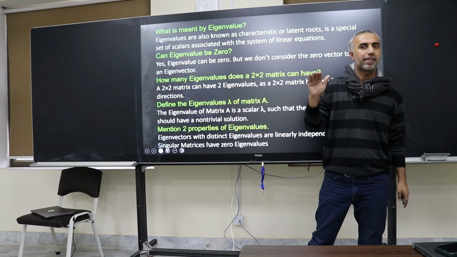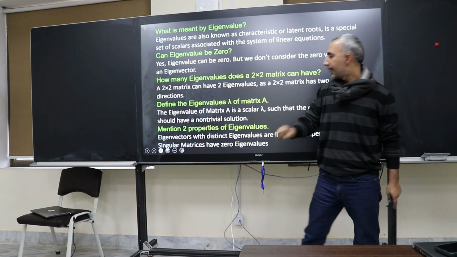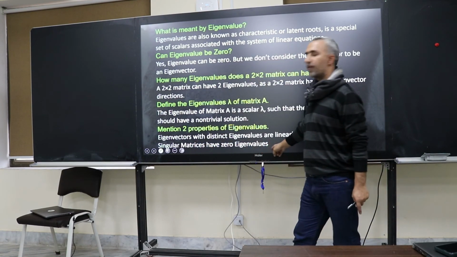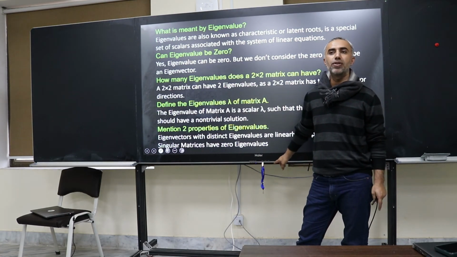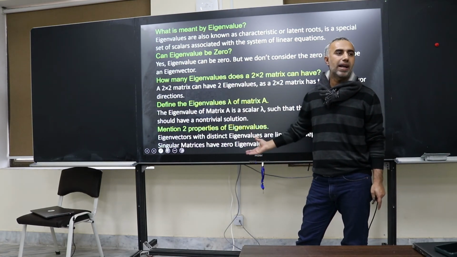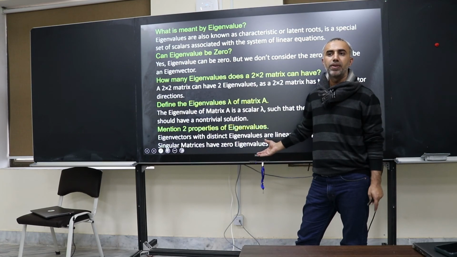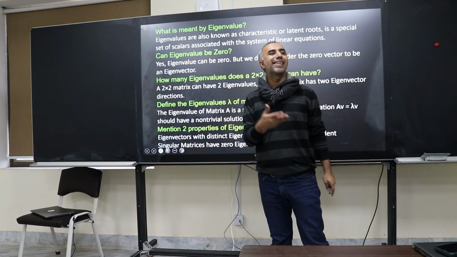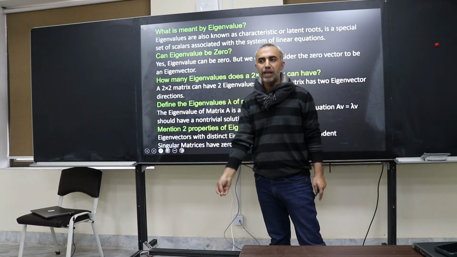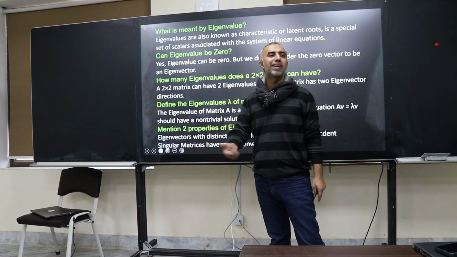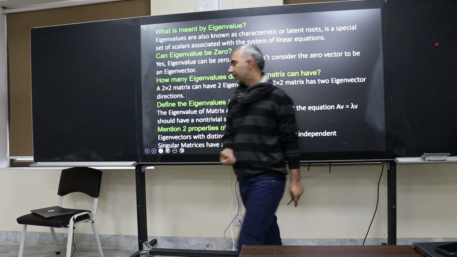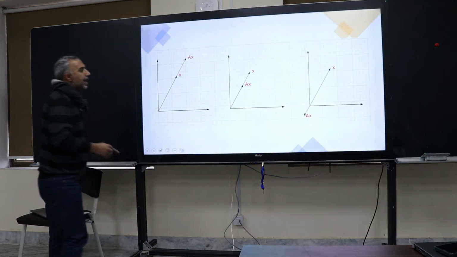Is it clear? Singular matrices have 0 eigenvalues. The determinant is 0. Singular, so eigenvalues are 0. For example, you cannot get admission here in this institute. Of course, you will not get a degree from here.